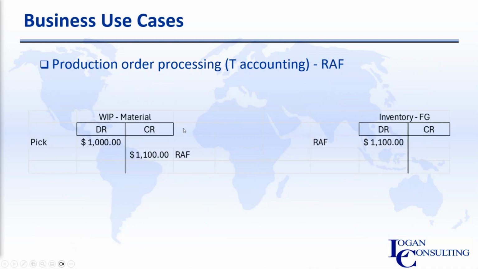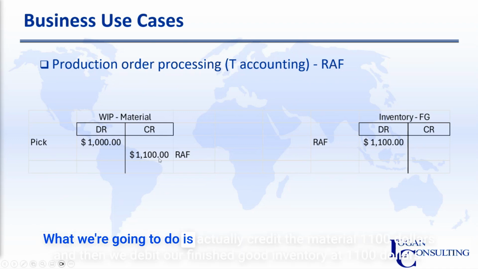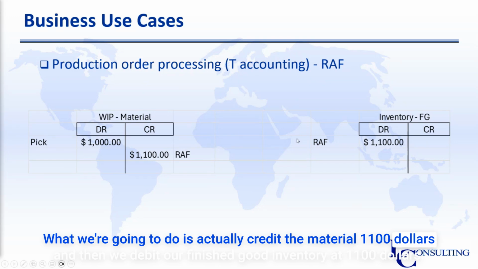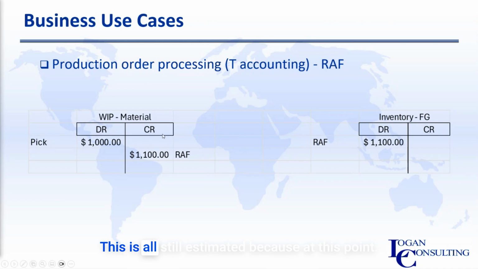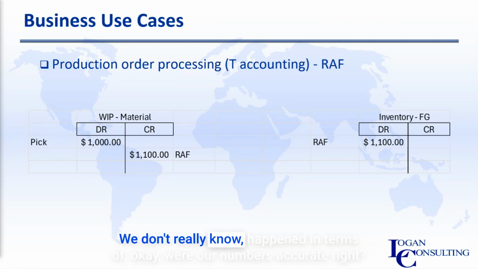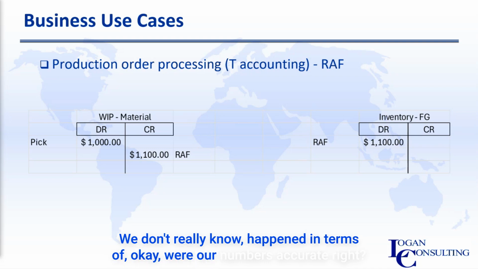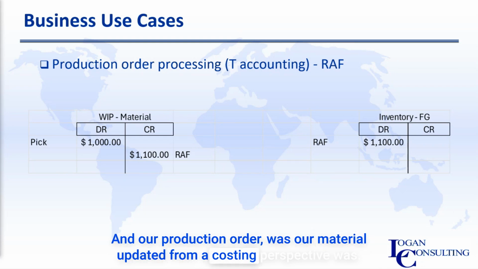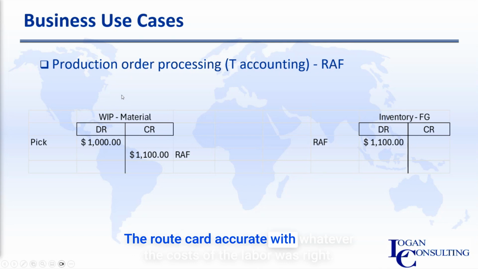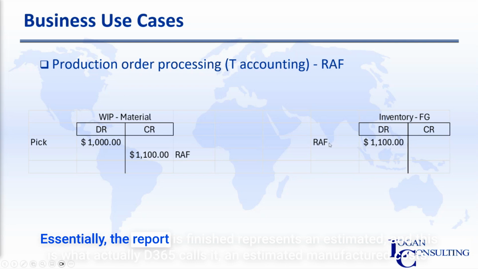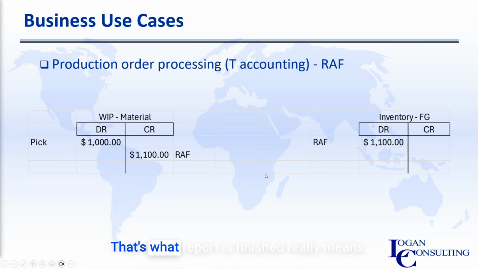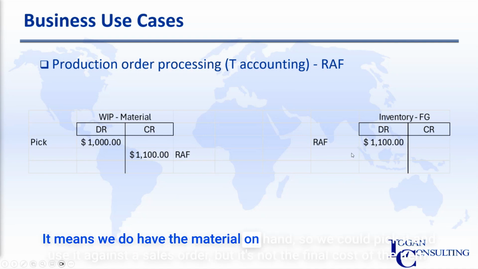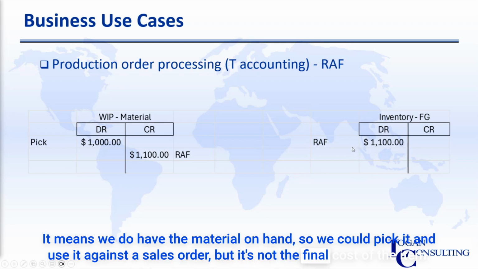Then we have our report as finished. The costing of this item is $1,100. What we're going to do is credit the WIP material $1,100, and then debit our finished good inventory at $1,100. This is all still estimated, because at this point we don't really know whether our numbers were accurate in our production order. Was our material updated from a costing perspective? Was the route card accurate with whatever the cost of the labor was? Essentially, report as finished represents, and this is what D365 actually calls it, an estimated manufactured cost. That's what report as finished really means. It means we have the material on hand, so we could pick it and use it against a sales order, but it's not the final cost of the item.